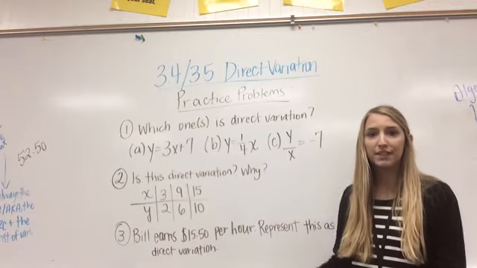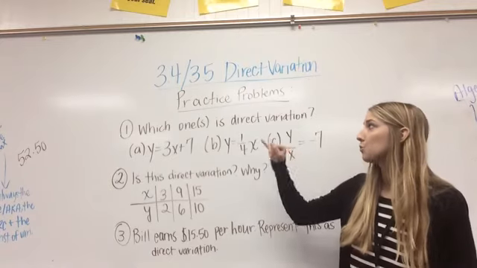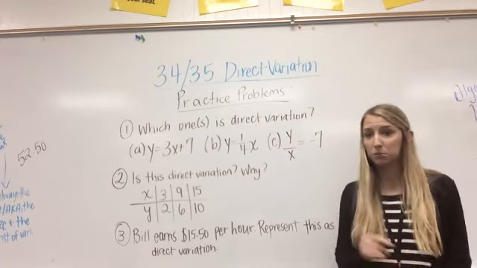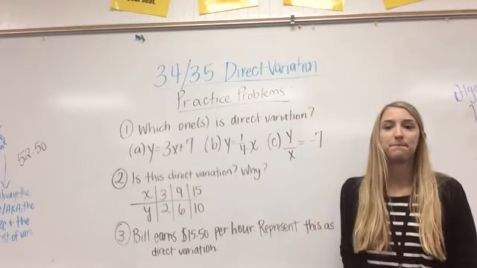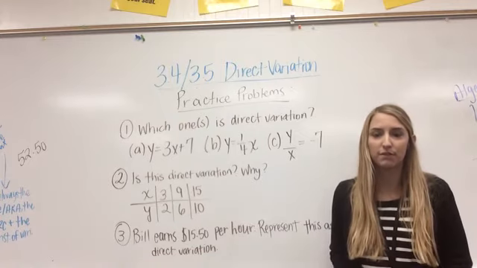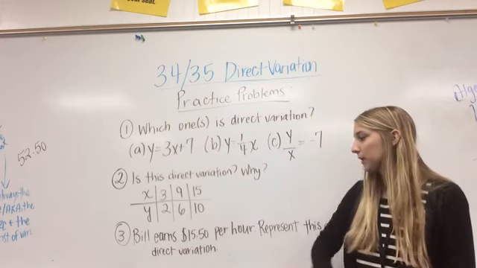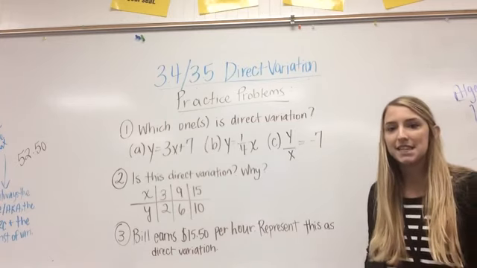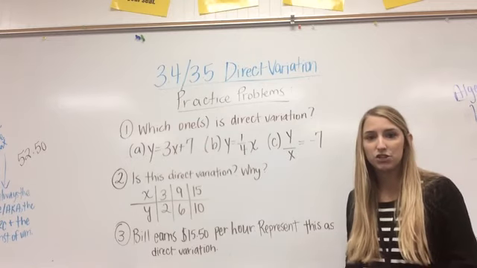These are your practice problems for tonight. Just to briefly describe, number 1, which 1 or 1s is a direct variation? Could be 1, could be more than 1, you tell me. Number 2, tell me if this table represents a direct variation. And then number 3, Bill earns $15.50 per hour, represent this as a direct variation.